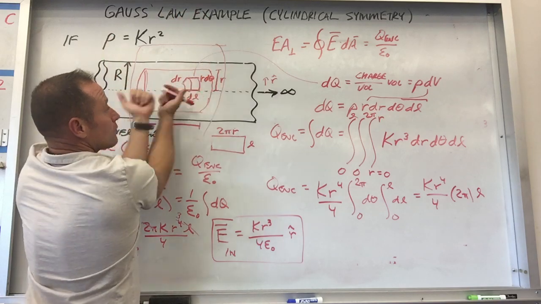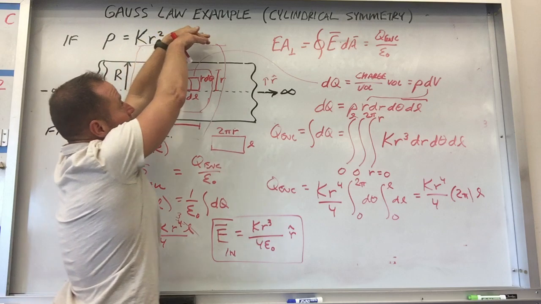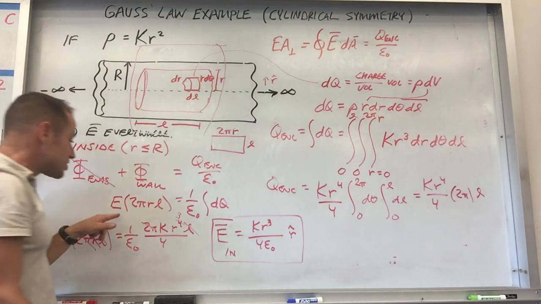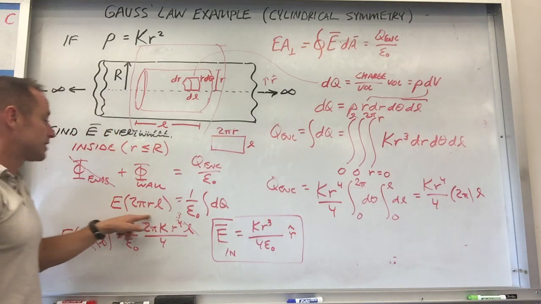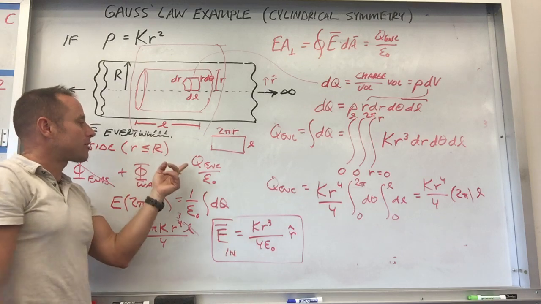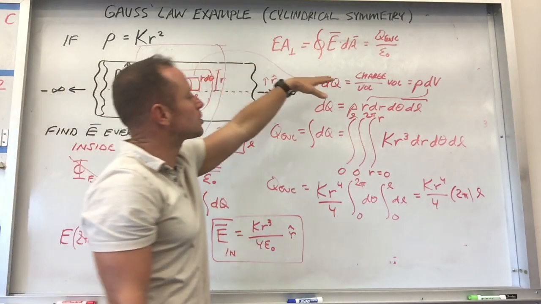Again, the end caps have no flux because there's no field punching this way. It's all radial. And so it's just E times the area of the soup can label. So when you go outside, it's just going to be this. This will be the same, okay? What's going to be different is the amount of charge that's inside. But notice we've already set up a whole bunch of work for this.